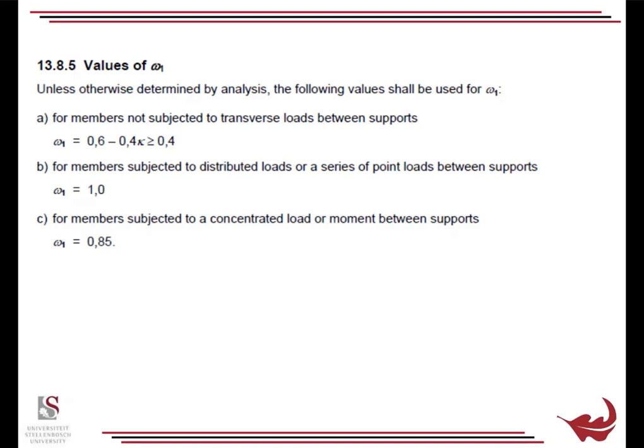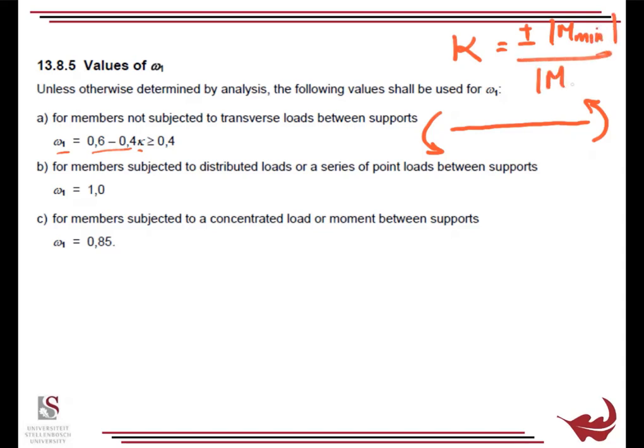For members not subjected to loads between supports, so that will be when you have a member and you have a moment and a moment, nothing applied along its length, we use this value then, kappa. Kappa is the ratio of the moments as previously calculated for bending elements, the ratio of the minimum to maximum moment, with positive and negative to suit double or single curvature.